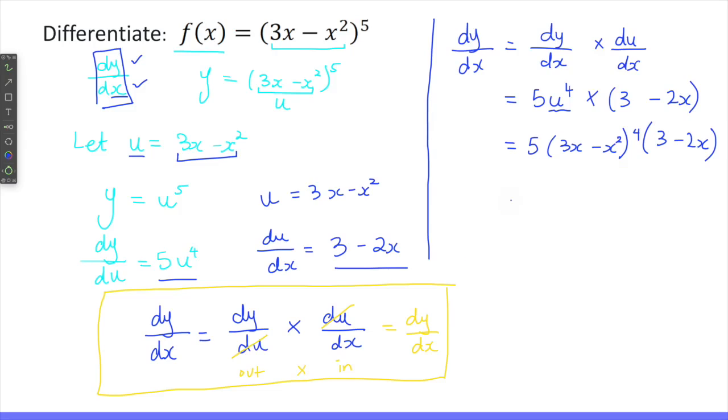Now, this looks like a really long process, so we're going to introduce a slightly easier way to be able to think about it. Rather than having to go through this whole process where we make u equal to something, differentiate that separately, differentiate the outside, and then multiply them together, you can do it all in one step by remembering this idea. It is the derivative of the outside multiplied by the derivative of the inside.